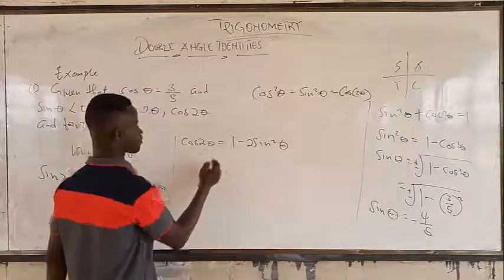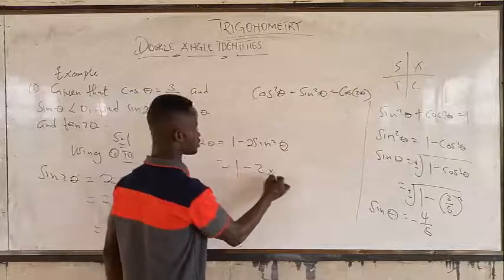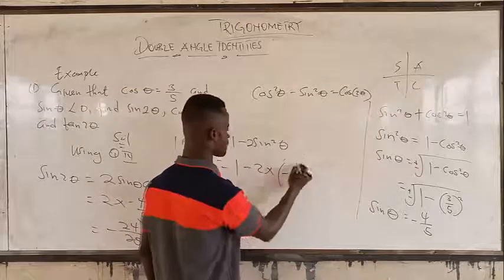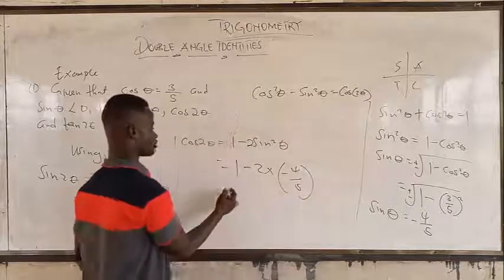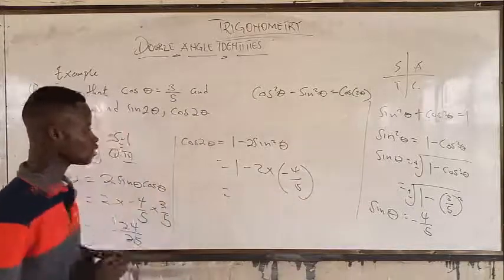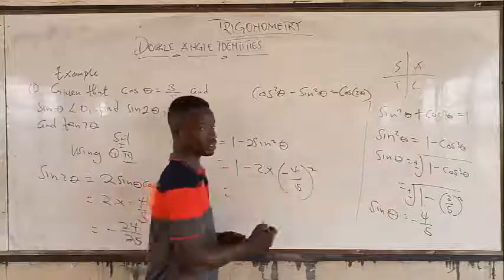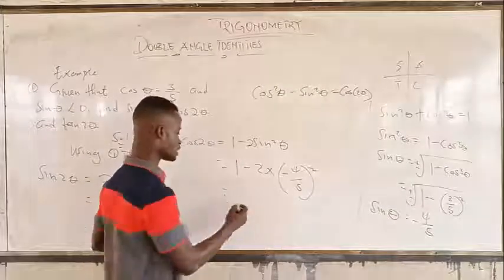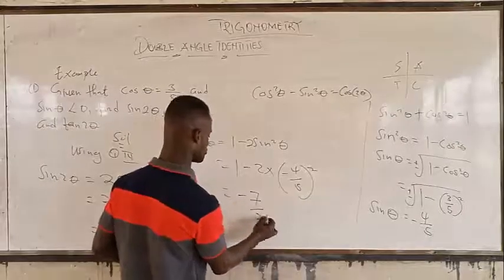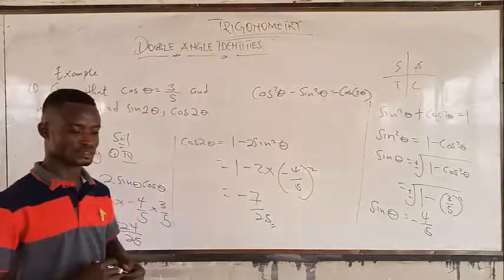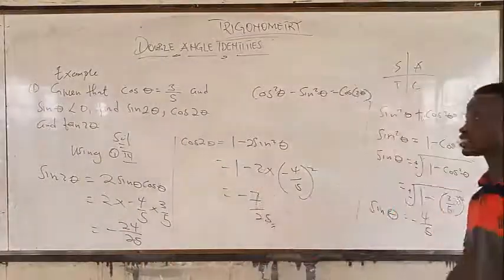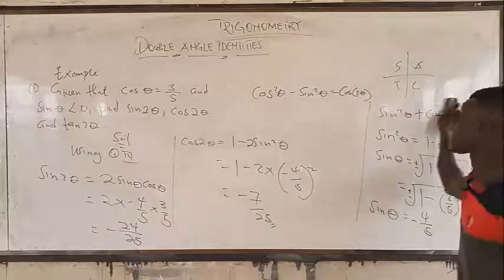Alright. So with this, you can get 1 minus 2 times sine squared, where sine is negative 4 over 5. You square this, and the final answer gives you negative 7 over 25. Very good. So that's what we get for cos 2 theta. Let's go for the last one.